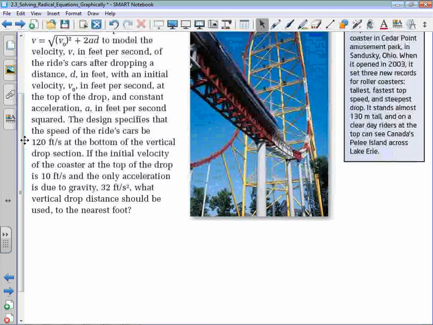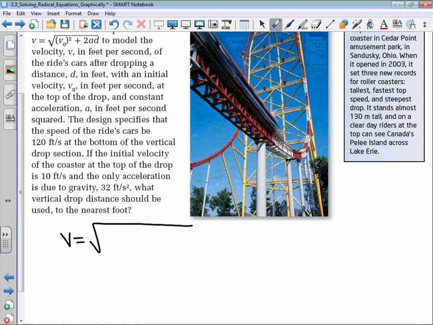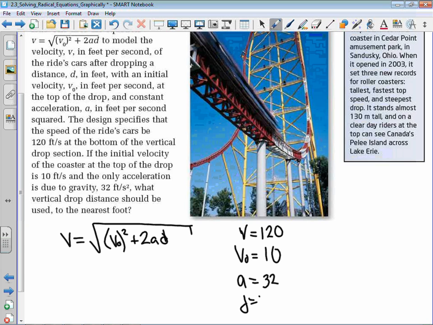So what I'm going to do here is rewrite the equation just so I can manipulate it, and I get that v is equal to the square root of v naught squared plus 2ad. And then from the information given to us in the question, they tell us that the design specifies that the speed of the cars be 120 at the bottom, so that's just going to be v. The initial velocity at the top of the drop, that's v naught, was only 10. And the acceleration due to gravity is 32, and they're asking us for the vertical drop required to meet those basic needs, right? Somebody has said that I want to make sure people are going 120 at the bottom of this roller coaster. How tall do we need to make it? That's really what this question is asking.